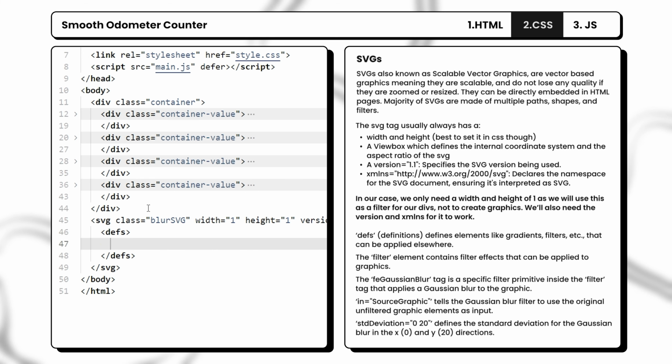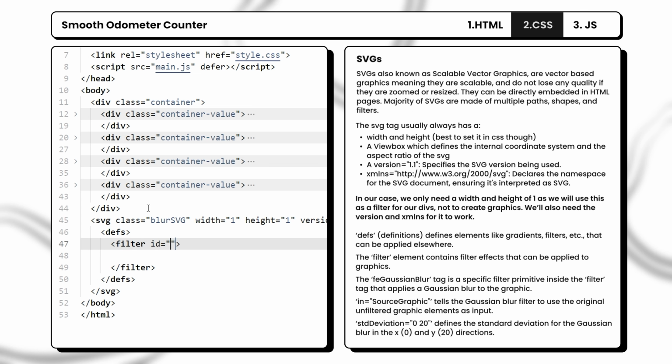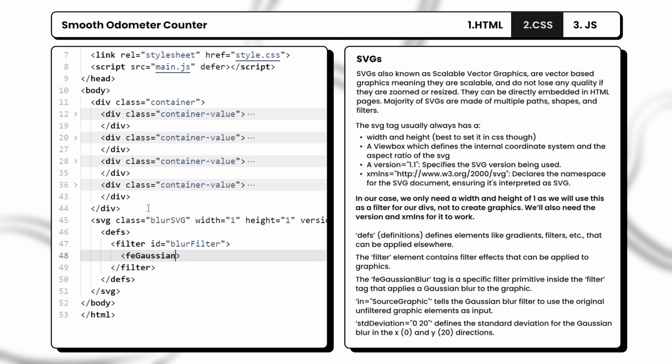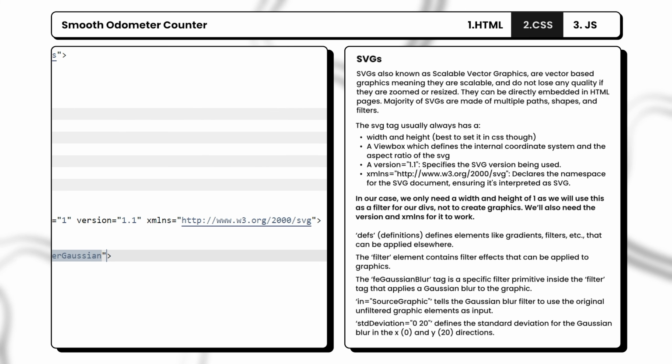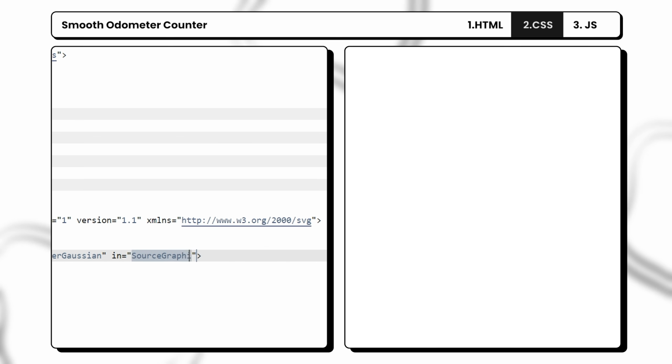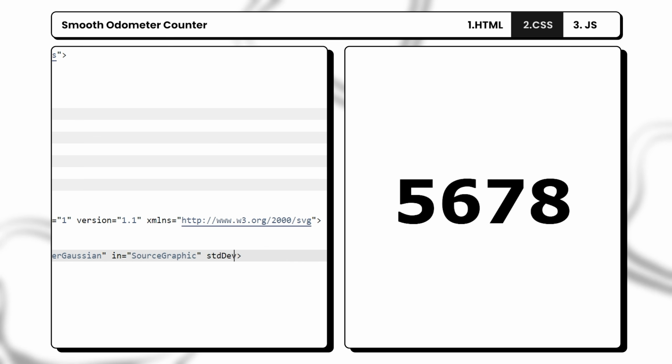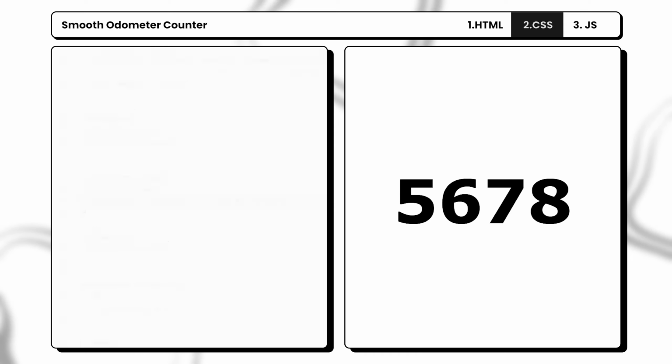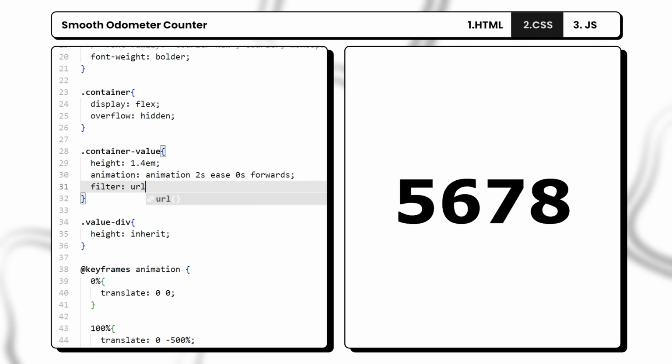Next we will add the definitions tag by writing defs, and inside we will add the filter tag. It's really important to give it an ID. I'll give it the ID blur-filter, and next we will add the filter tag feGaussianBlur. I will give it the class of blur-filter-gaussian. I will set the in to SourceGraphic and the stdDeviation to 0.20. And then we will apply the filter in CSS by setting filter to url. Then inside the parentheses we will do hashtag for the ID we created, so #blur-filter, and as you can see now it looks like this.